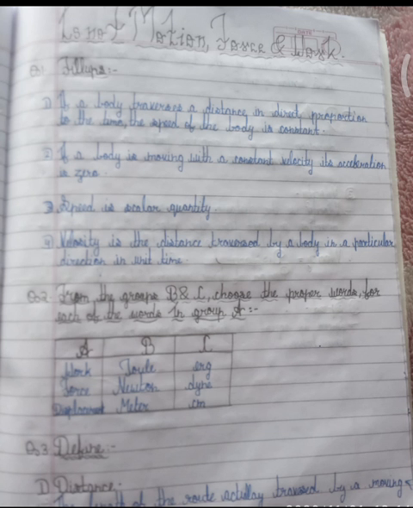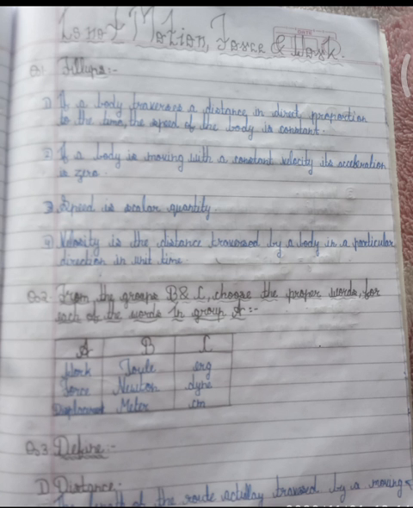Now, question number 2 is, from the groups B and C, choose the proper words for each in the group A. Group A are some of the examples, and group B and C are MKS and CGS system units of that. So you have to match group A with group B and C.